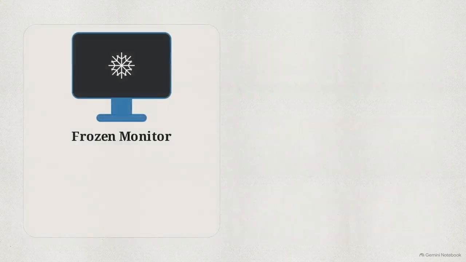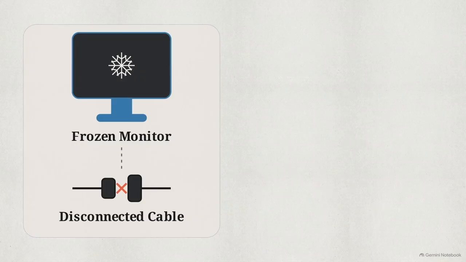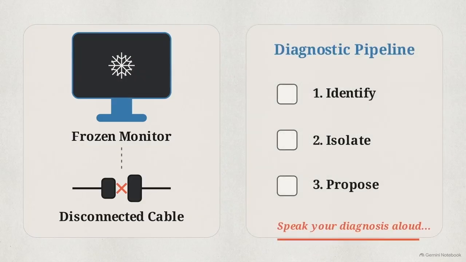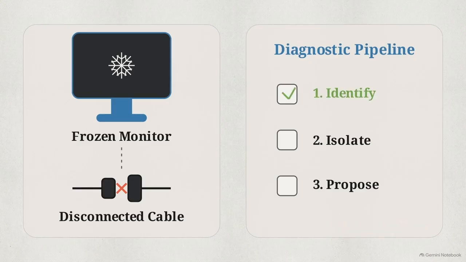This diagram shows a frozen monitor and a disconnected cable. Speak your diagnosis aloud right now using the 3 steps. You might say, I am seeing a frozen screen. The issue is isolated to a disconnected cable. I propose we plug the server back in.